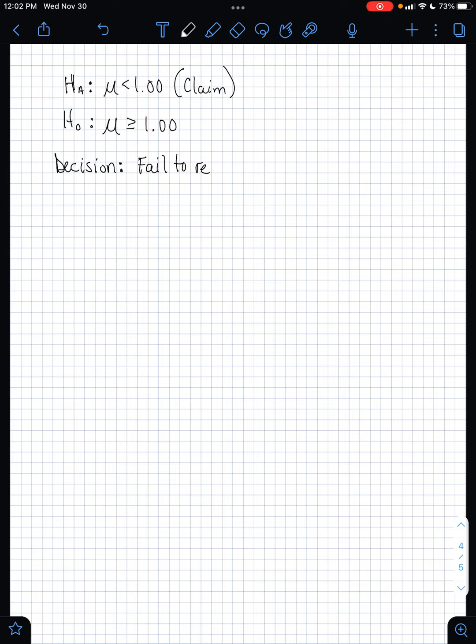So let's move on to the conclusion statement here. We have H sub a was that mu is less than 1.00, and that was our claim. We have our null hypothesis then, which is that mu is greater than or equal to 1. And whether we use the rejection region or the p-value, the decision made was that we fail to reject the null hypothesis.